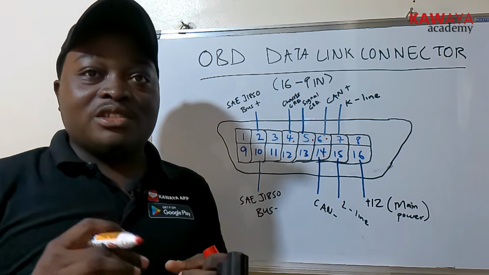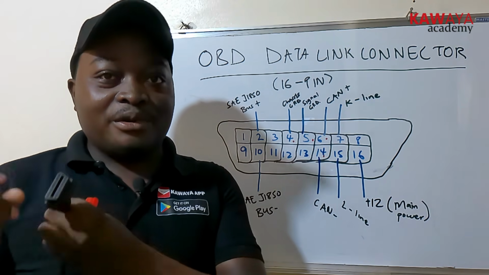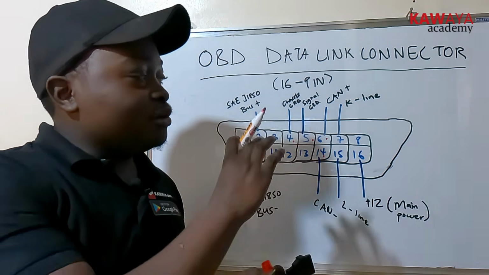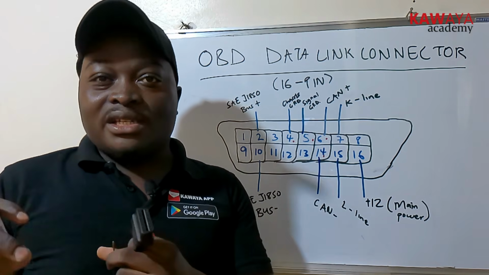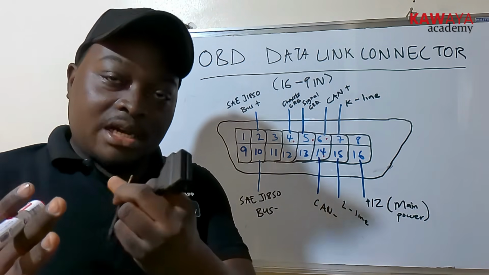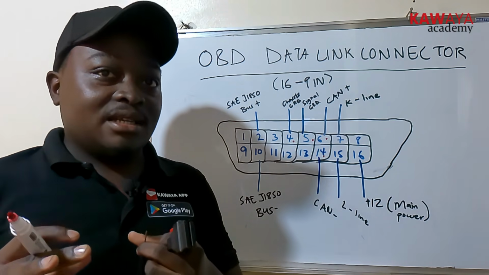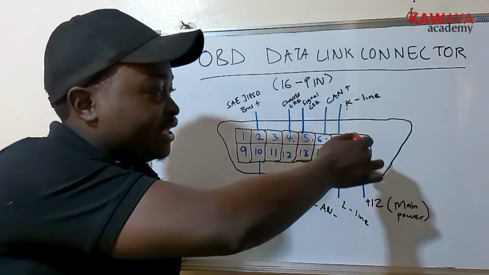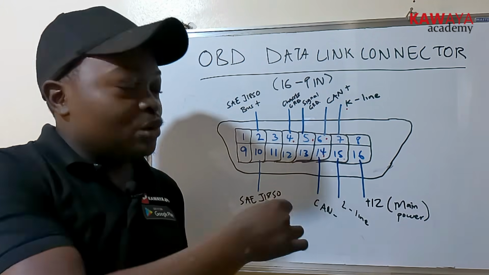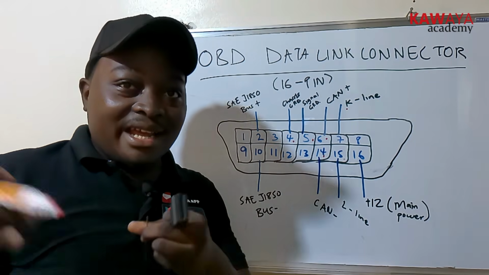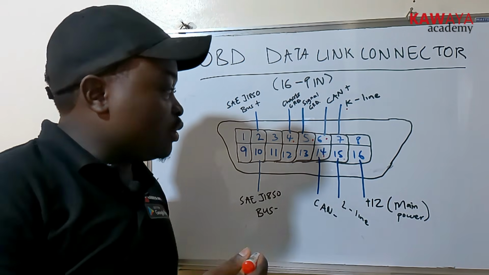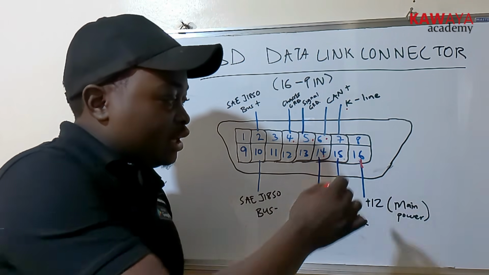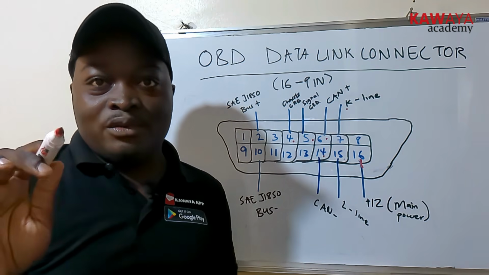CAN high and CAN low. CAN is also a communication protocol, and this one uses differential voltage signaling to transmit data. We'll look into that later. We also have the K line and the L line. These are also communication lines. Then we also have 16, which is the main power of the connector.